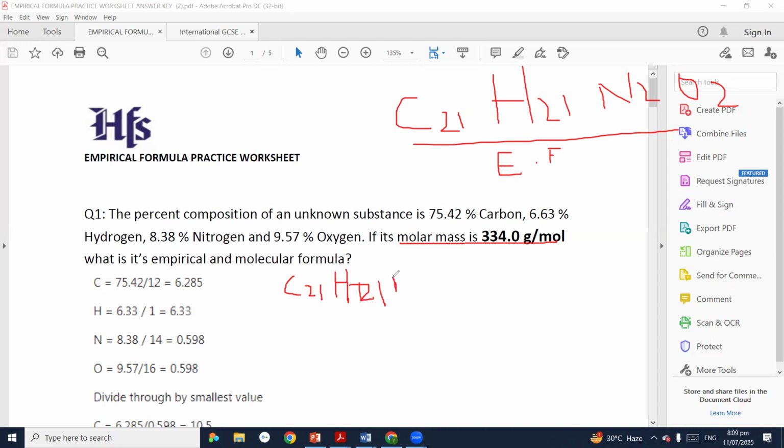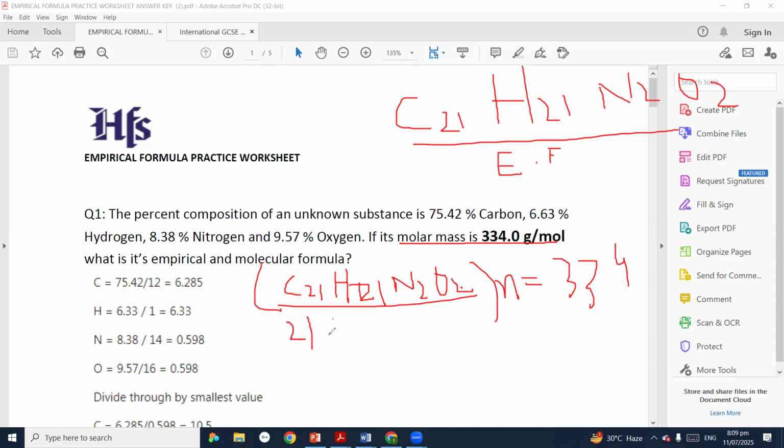N2 and O2. Okay, this is my empirical formula, and I will create the formula. Empirical formula n is equal to my molar mass, that is equal to 334. Okay, what I will do, I will calculate this formula mass.